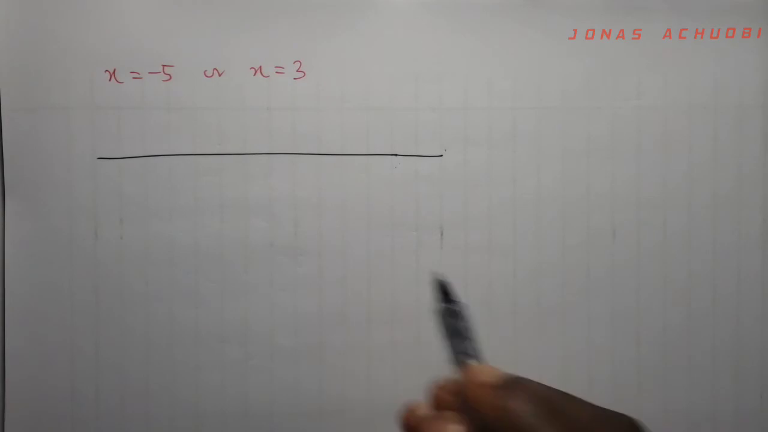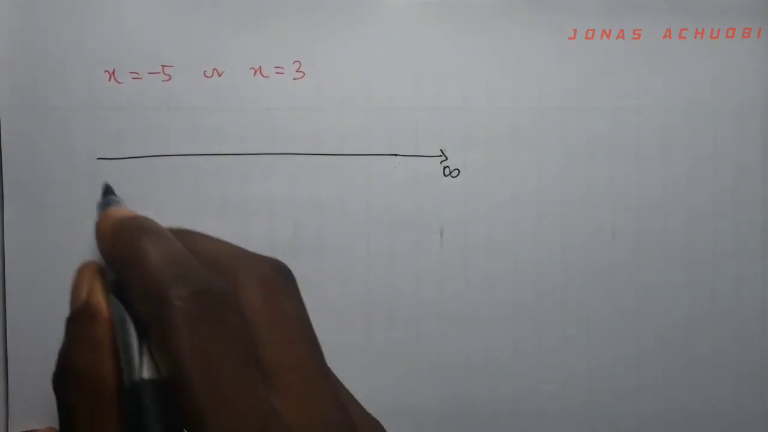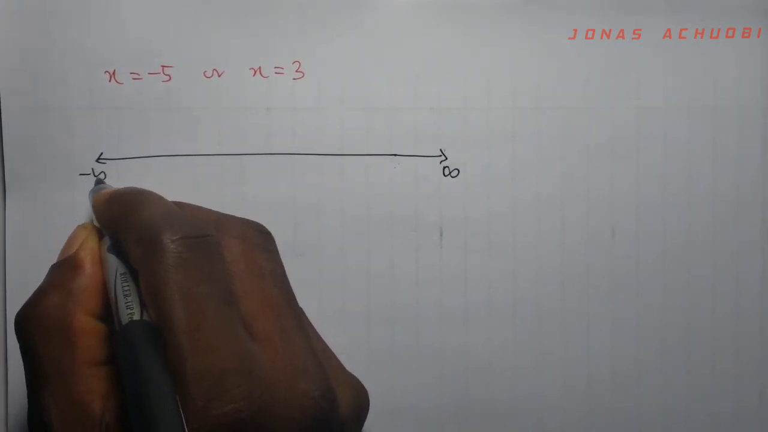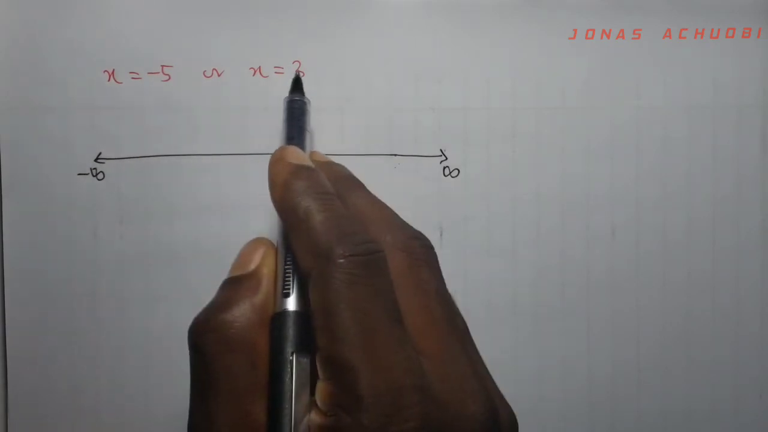Let's do that. So it's our number line. Recall, to the right of the number line is plus infinity. To the left of the number line is negative infinity. Now step 4 says we should place these zeros in order.